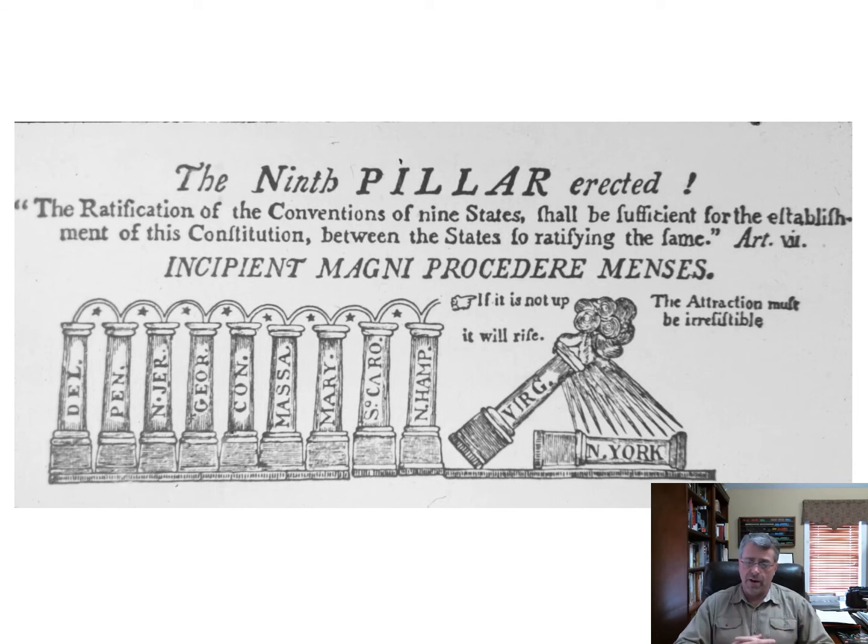Newspapers at the time were the go-to source of news and information for the public. Whereas today we've got all the popular media websites and news outlets, in the 1780s, the newspaper was the primary source of information. So the newspapers were following this ratification process very closely. Local newspapers and state newspapers were really interested in this.